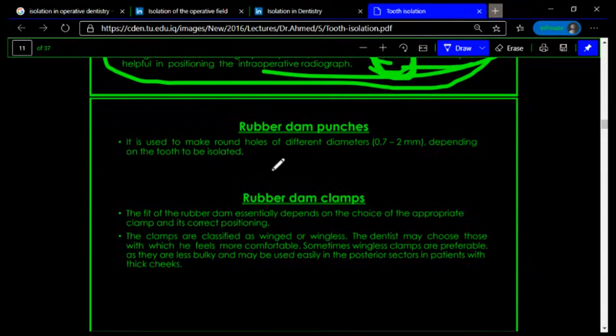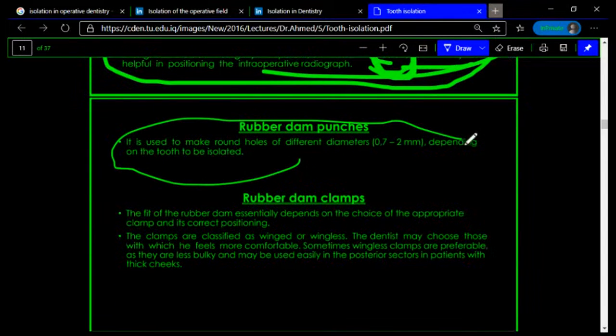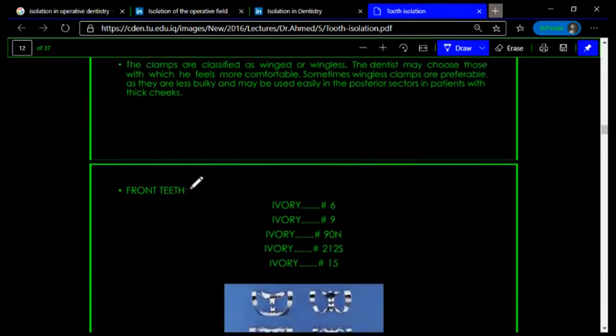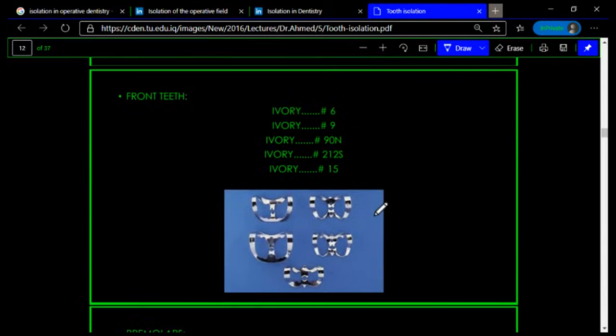Let's move on to the next slide. We have the rubber dam punches, or pinches, depending on the order. Rubber dam clamps. These are the clamps.